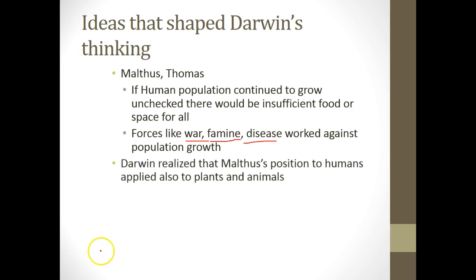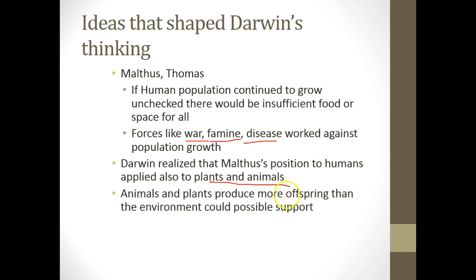Okay, Darwin realized that Malthus' position on humans also applied to plants and animals, because if there were factors that impact population growth in humans, there have to be factors that impact population growth in plants and animals. We're all alive. We all are subjected to the same environmental pressures. And it's basically an idea that shaped the way Darwin looked at what would eventually become this idea of natural selection.